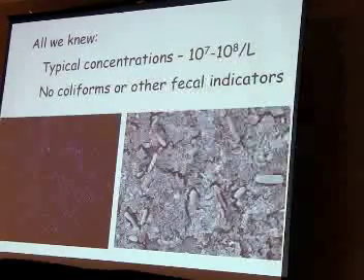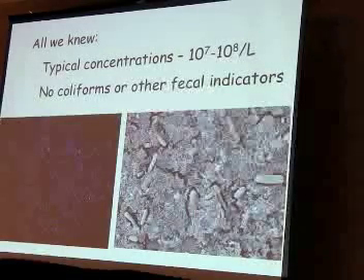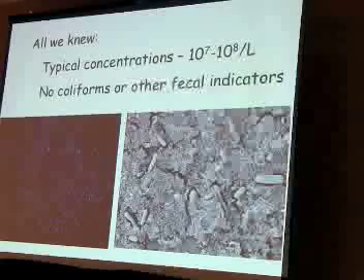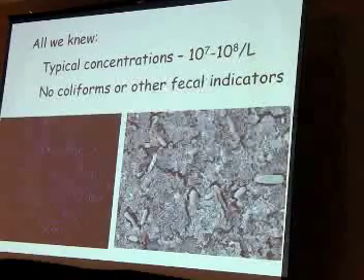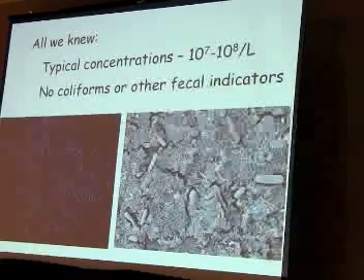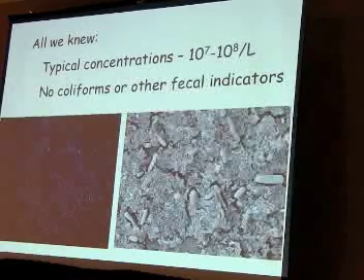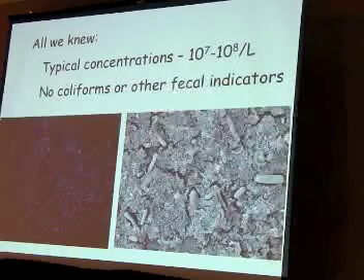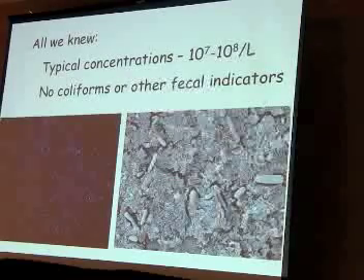Well, all we knew when we started this was that there's microbiology in there. The concentrations are going to be 10^7 to 10^8 cells per liter, something like that. You know that there are no coliforms or other fecal indicators because that's what the EPA says we have to know. Beyond that, you knew nothing whatsoever about the water that you're consuming, wallowing in continuously.